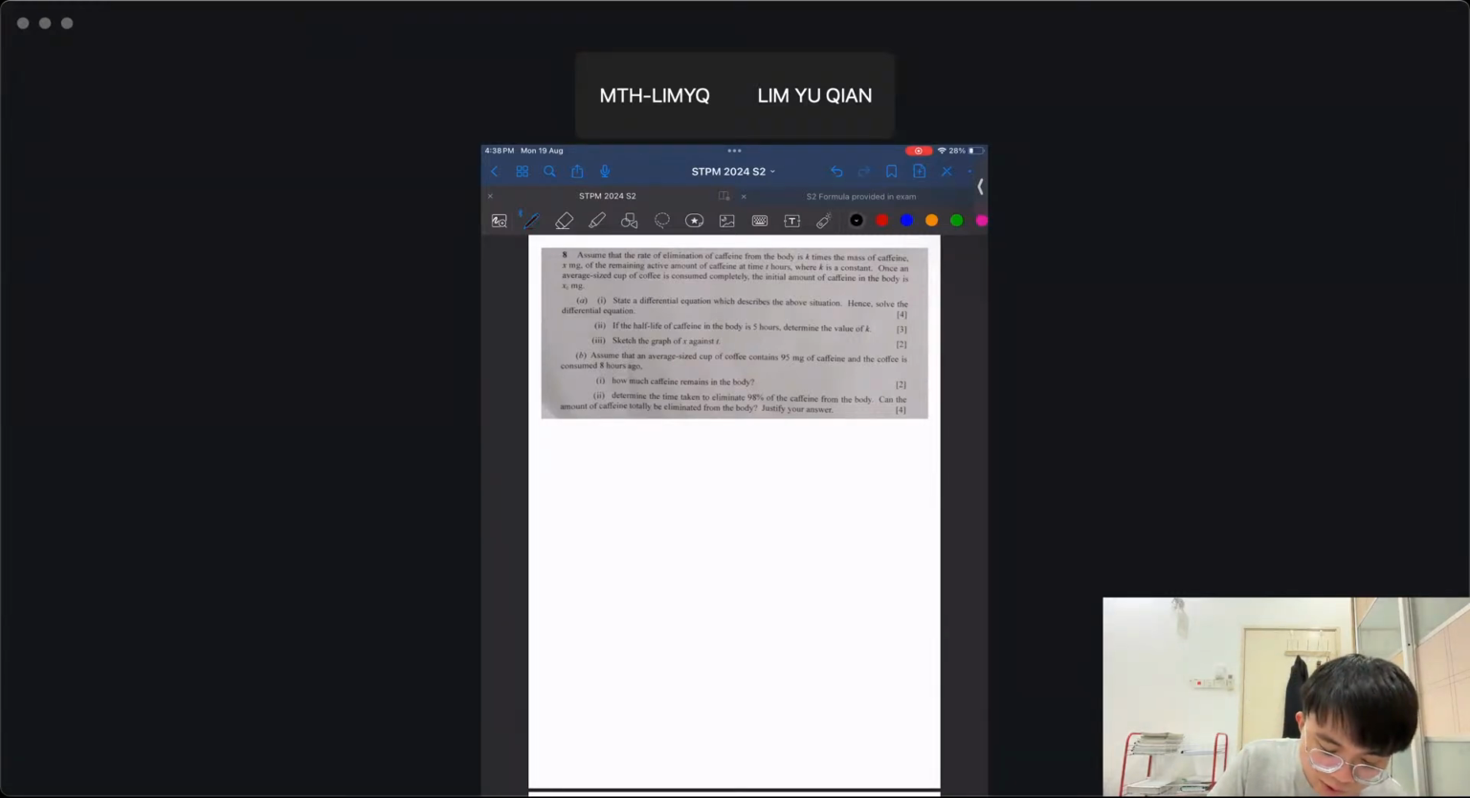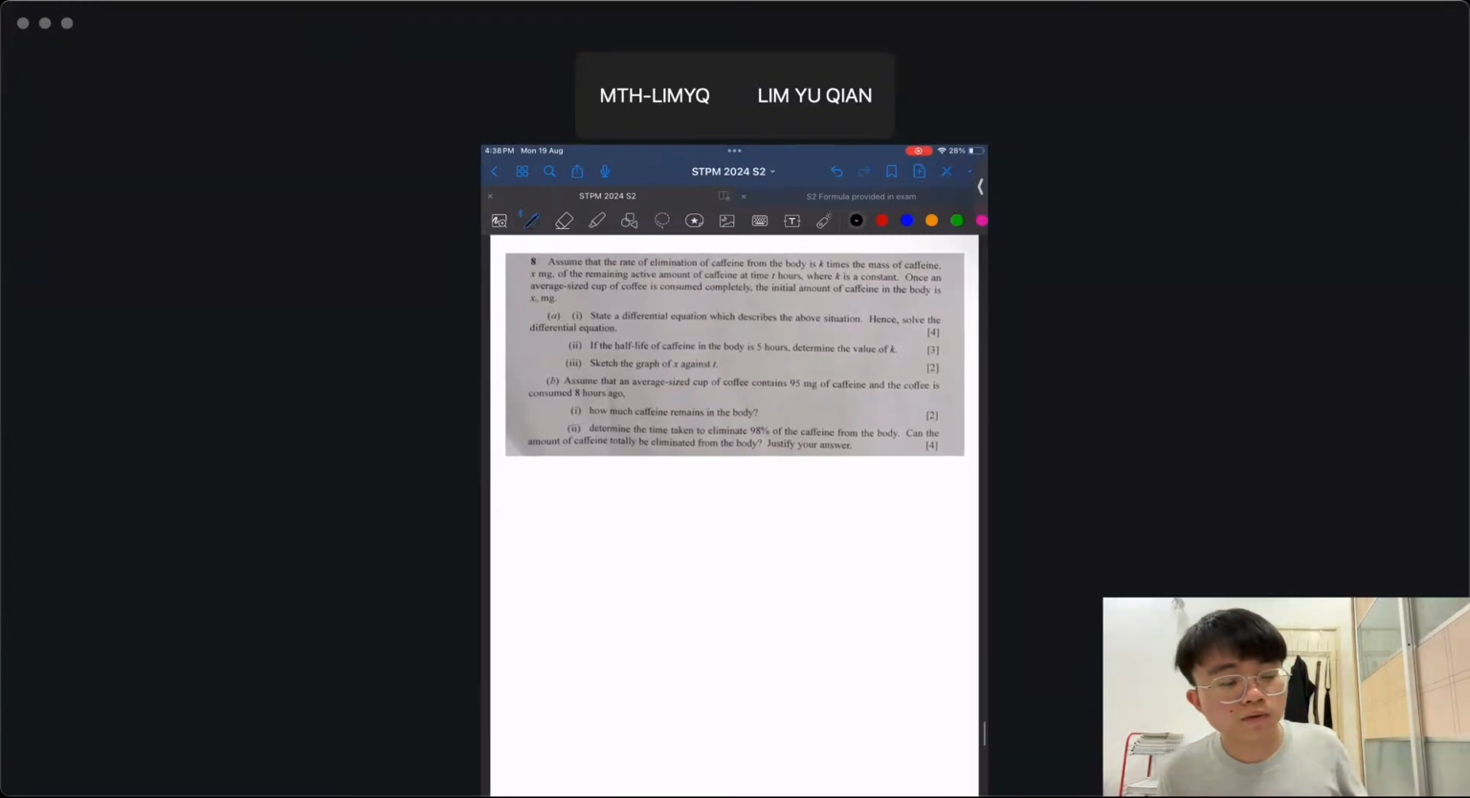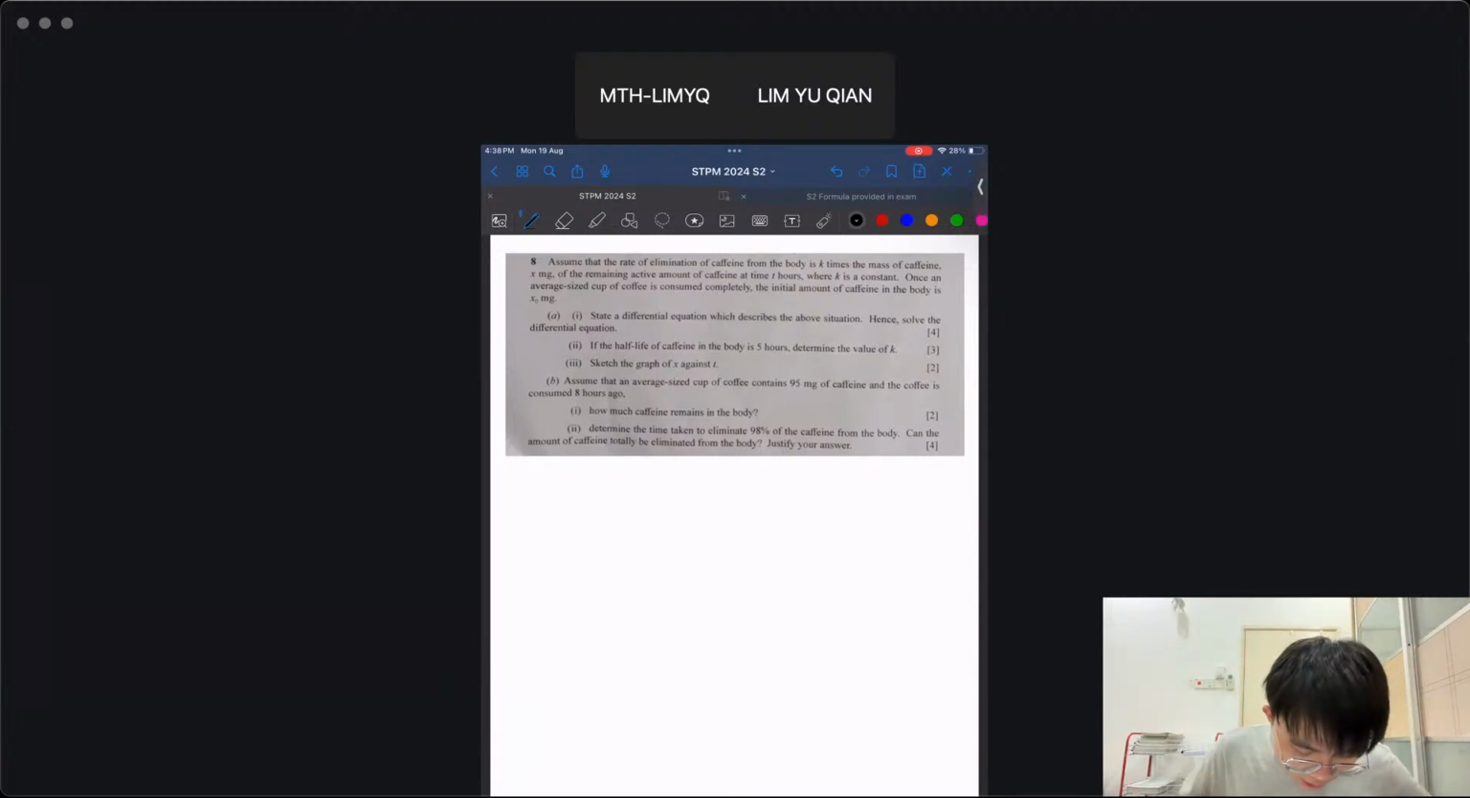So now it's the last question. Okay, this one I do a bit faster because I think nobody will choose this. If you choose this, it means that you are okay with everything. Assume that the rate of elimination of caffeine from the body is k times the mass of caffeine. Okay, so the mass of caffeine is x mg, and you say that the rate is k times.